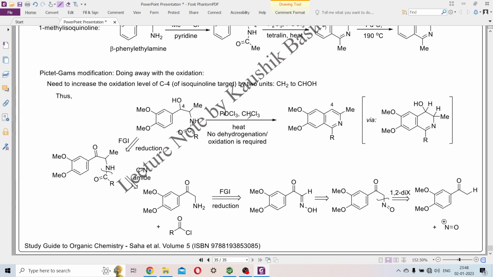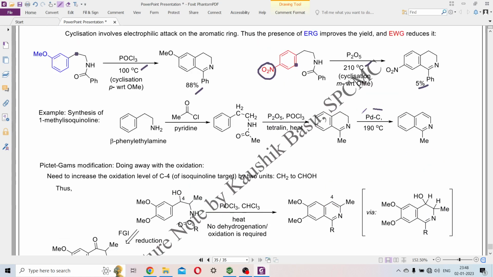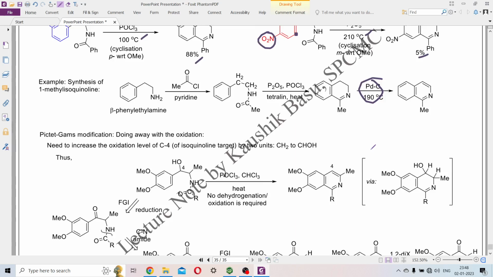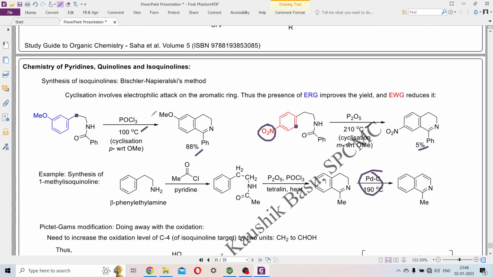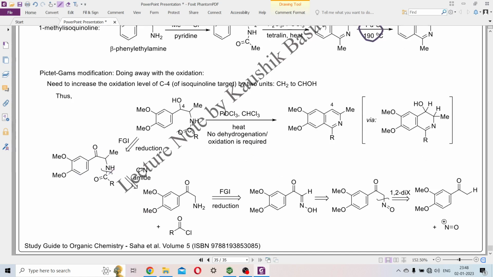And when you do the reaction with POCl3, it obviously has an opportunity of dehydration. Instead of any hydrogen, it has one OH here, and therefore one hydrogen and one OH can leave, installing a double bond here, and so obviously you can avoid the final oxidation or the dehydrogenation step, which is required in the normal Bischler-Napieralski. So this is the Pictet-Gams, and the question is, how can you get that?